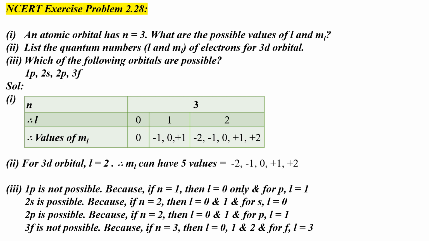Now coming to the 3f orbital. We should see whether it is possible or not. Here the value of n is 3. When the value of n is 3, the values of L can be 0, 1 and 2. So if you write the corresponding subshell notations for L, that is for 0, 1 and 2, you can write the subshell notation as s, p and d. You cannot extend this to f orbital. So 3f is not possible for n equal to 3.